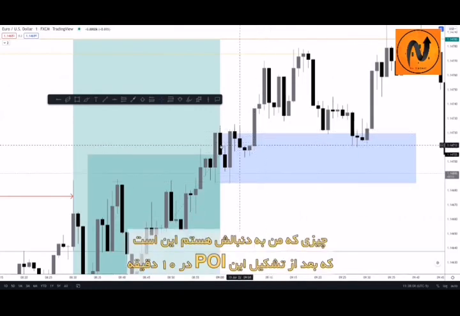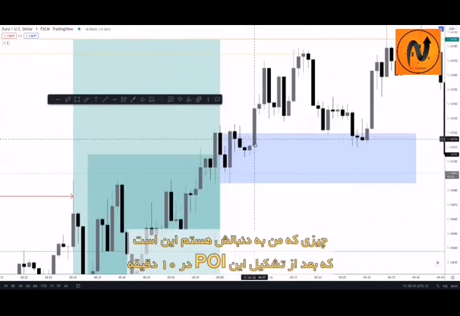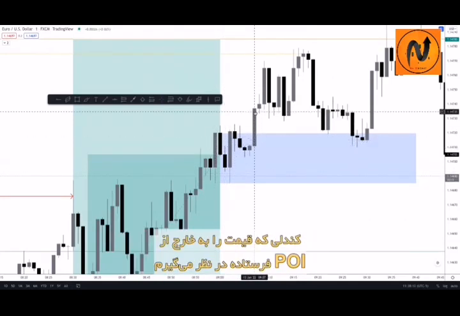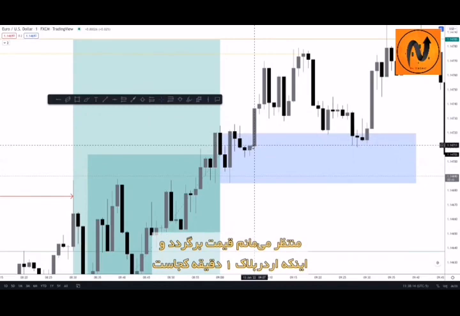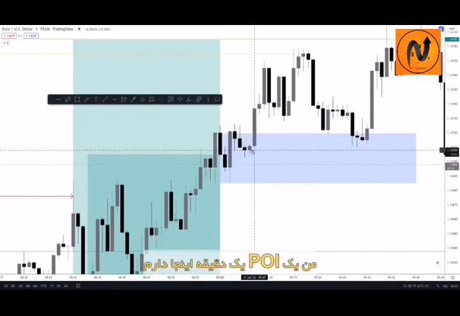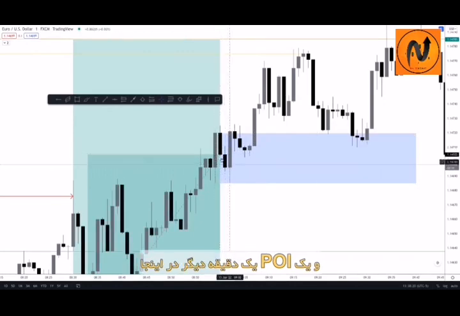But what I'm looking for right here is once this 10-minute POI is formed, right, this candle is pushing out of the POI. I want to backtrace and see where my 1 minute OBs are. I can see I have a 1 minute POI here and a 1 minute POI here.